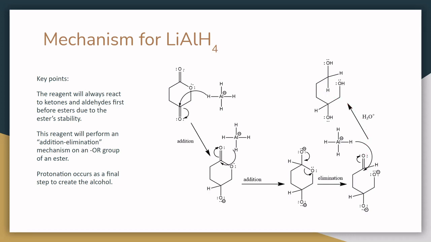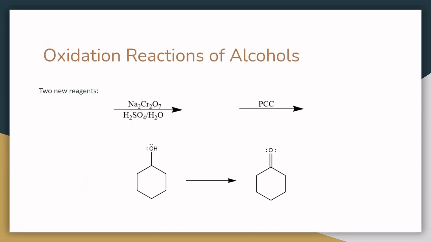It's definitely very helpful to get some practice and draw this mechanism for yourself, but these are just a few important moments that occur in this specific mechanism. Now we get to our second type of alcohol reaction, oxidation reactions. These reactions aim to make ketones, carboxylic acids, and aldehydes from alcohols, which is basically the opposite of the last type of alcohol reaction we went over.